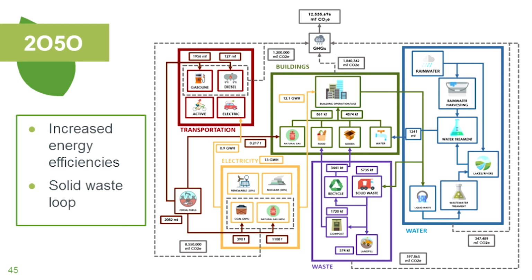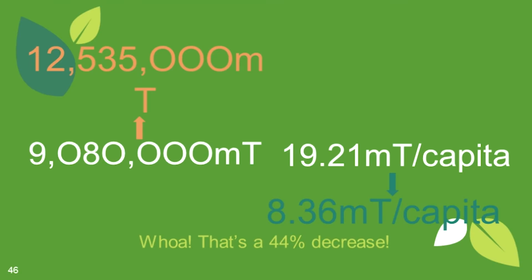So in total, how does this affect our GHG emissions? We started out with about 9 million metric tons. That's 19.2 metric tons per capita. We were kind of sad because by the end of our calculations, we actually went up to 12 million, but then we realized that our population actually tripled, so per capita we've done about a 44% decrease.